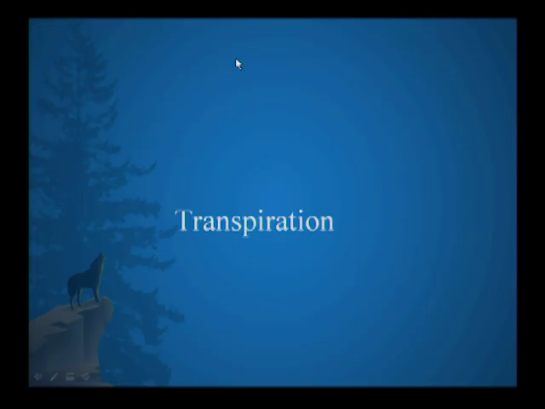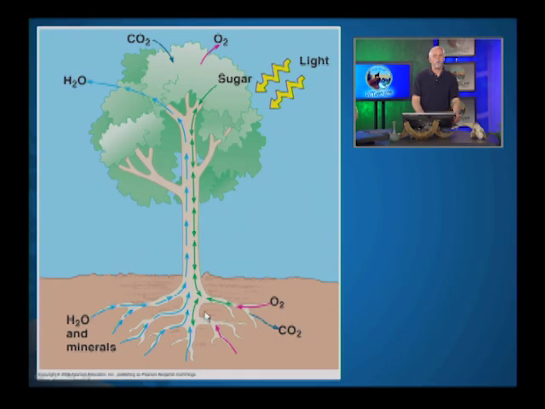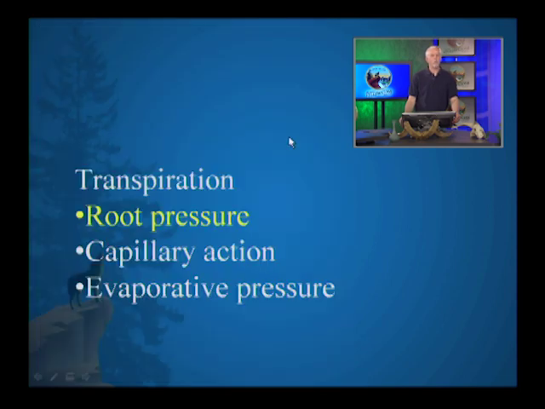So this process then of getting water from roots to leaf is known as transpiration. And this is a really important process for plants. So water then will enter the xylem in the roots. It will work its way up the stem and eventually be lost from the leaves. And so there are basically three kind of forces that are involved here.